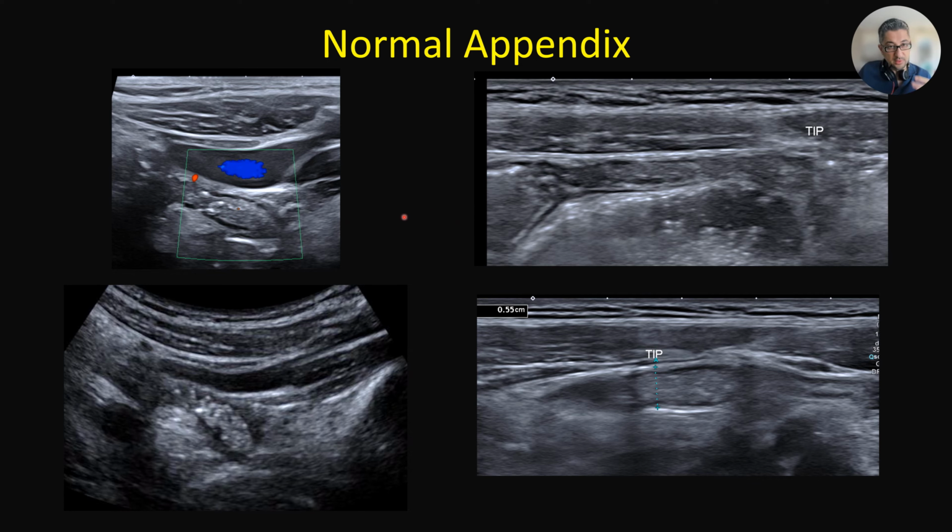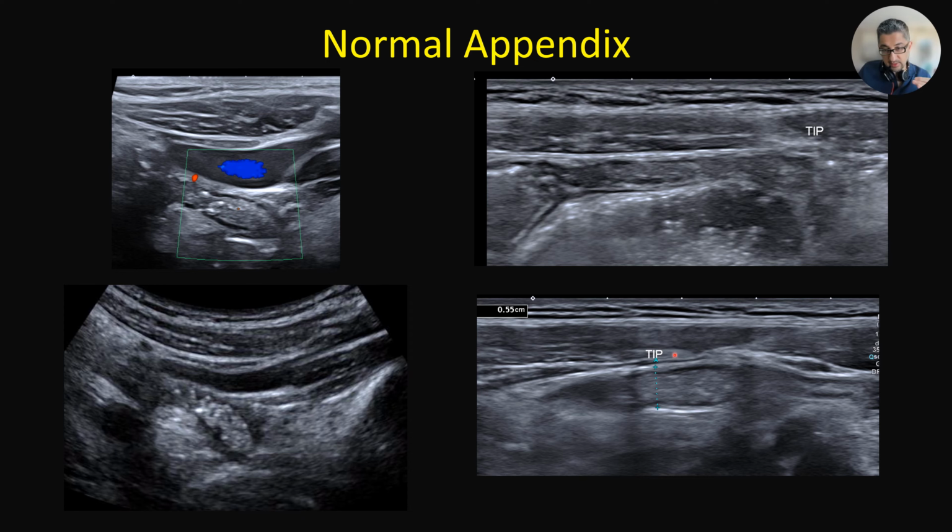Another example of a normal appendix, here it's actually diving deep to the iliac vessels, filled with echogenic content. Here is the cecum, the appendix arising from the cecum. This is the base, this is the tip, so we can see it all the way. And here is the measurement, 5.5, so it's under 6. This is a normal appendix.